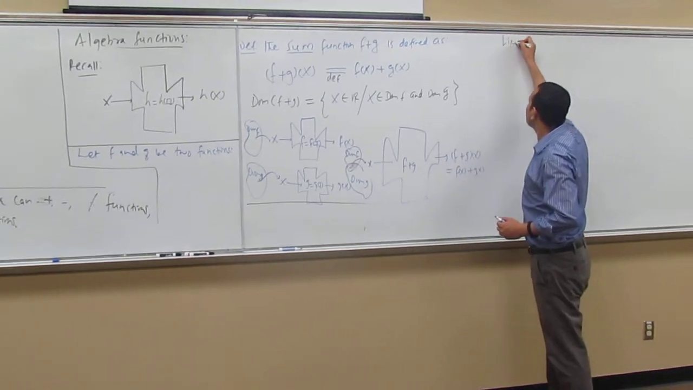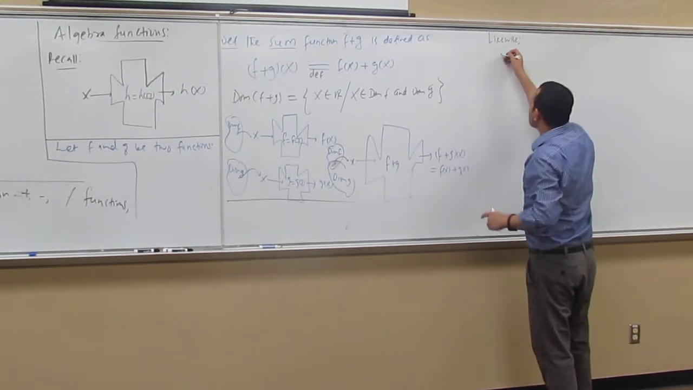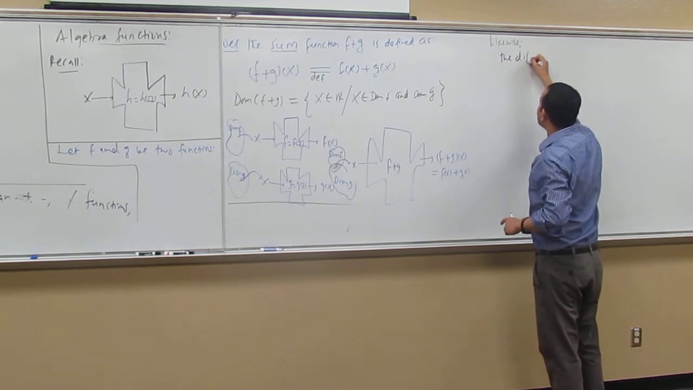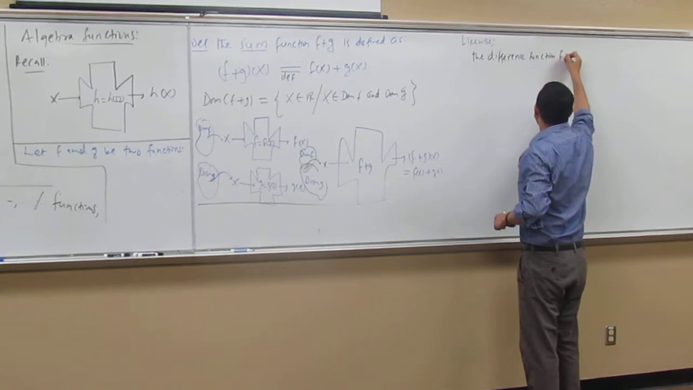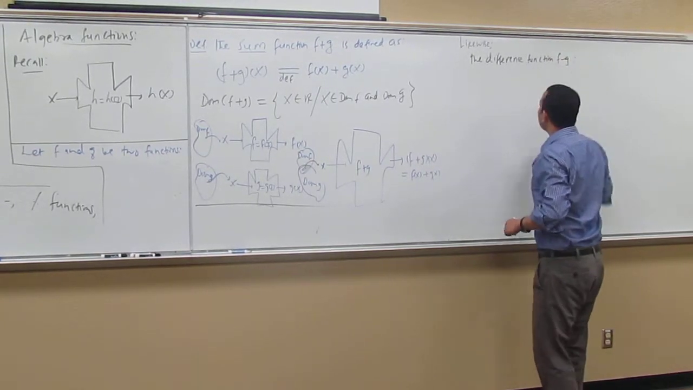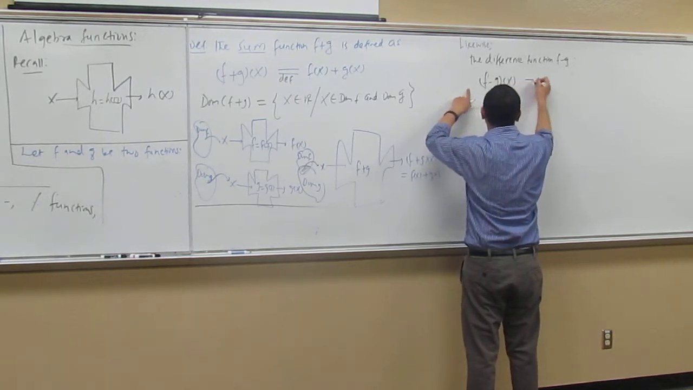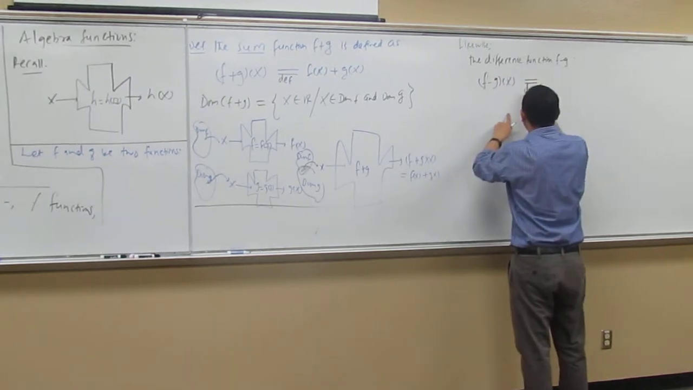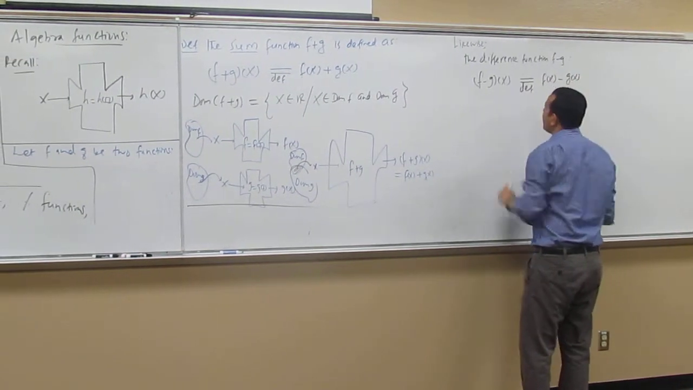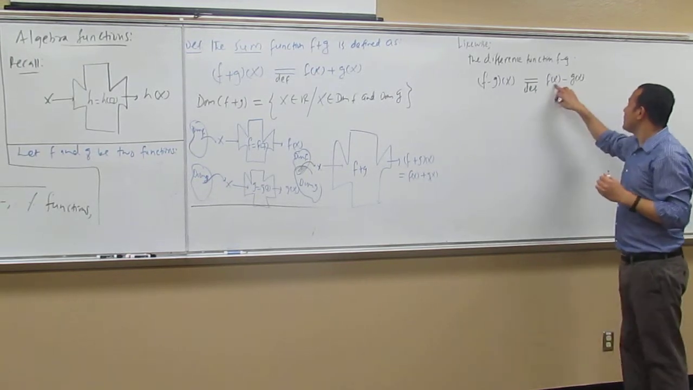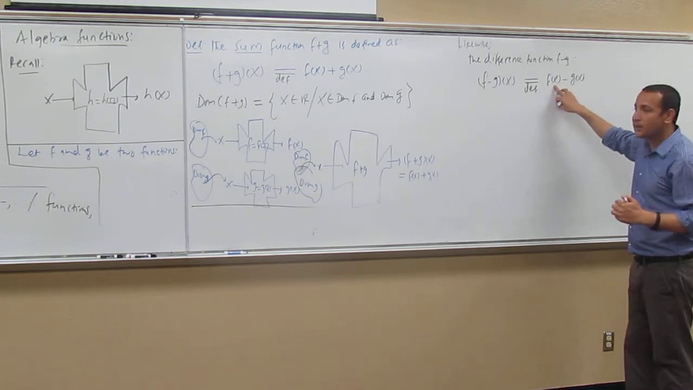Likewise, the difference function f minus g is defined as (f minus g)(x) is equal to, by definition, f of x minus g of x. It's the same as this: x must be in the domain of f and the domain of g simultaneously.